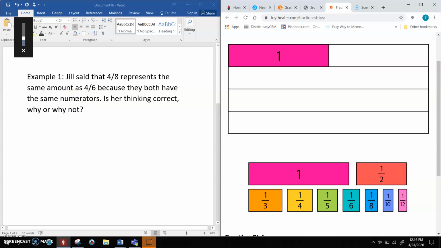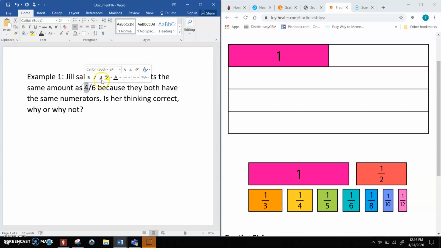It says Jill said that 4/8 represents the same amount as 4/6 because they have the same numerators. Now remember, our numerator is going to be our top number. So our numerator in this one would be 4, and our numerator in this one would be 4 as well. So they have the same numerators, or the same top numbers. So we have to determine if they are equivalent or if they're the same.